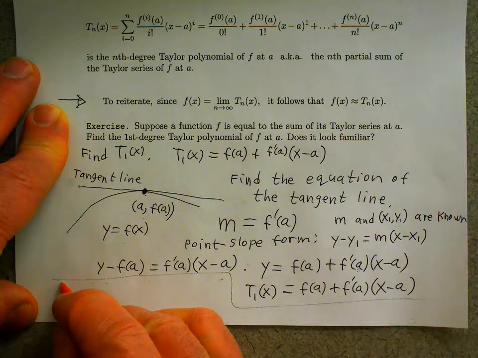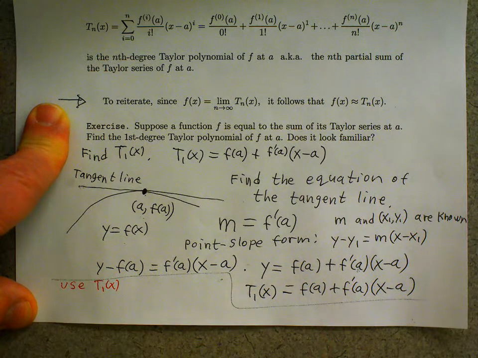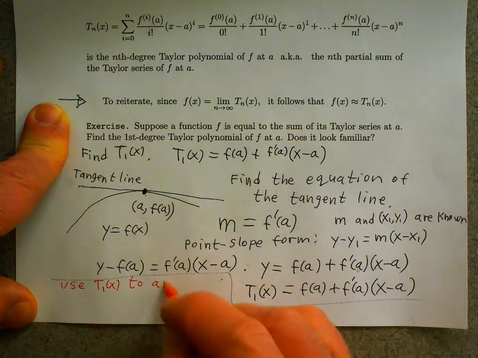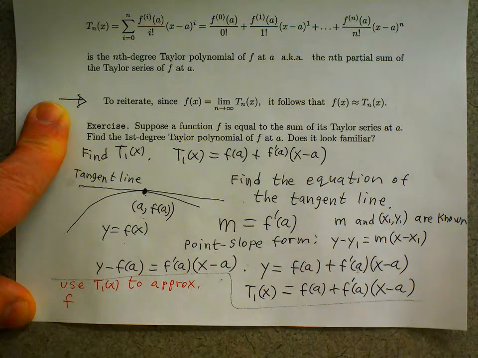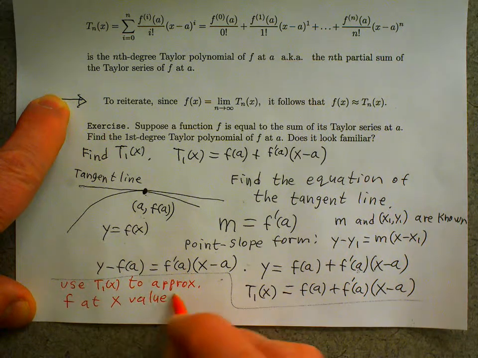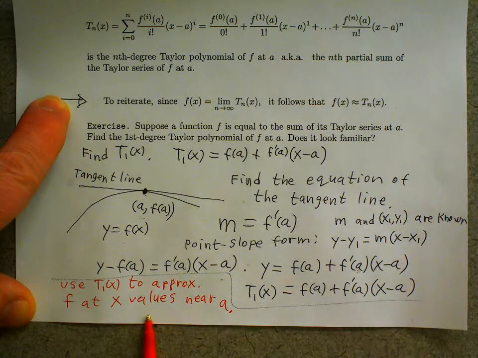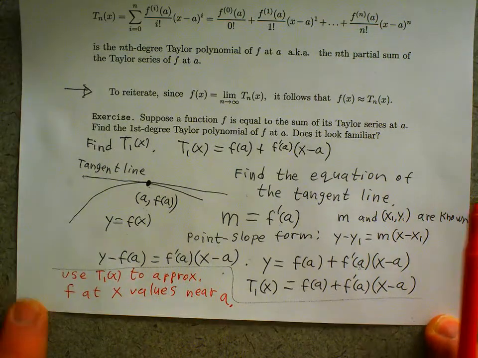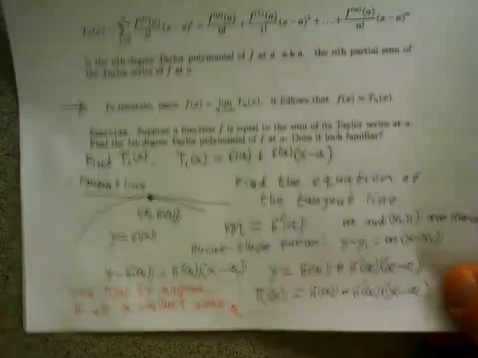So I'll try to squeeze that in here. We use T sub 1 of x, that's just the tangent line, to approximate the function f at x values near A. That's one of the uses of the tangent line. Okay, let's start the next part.